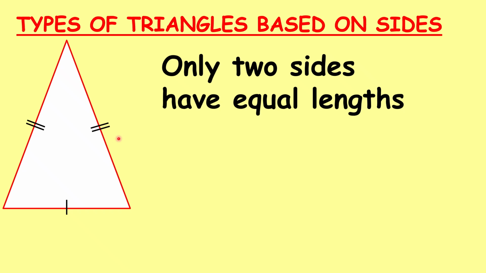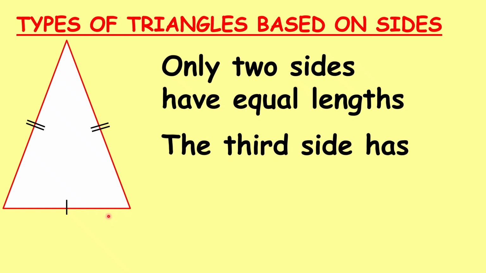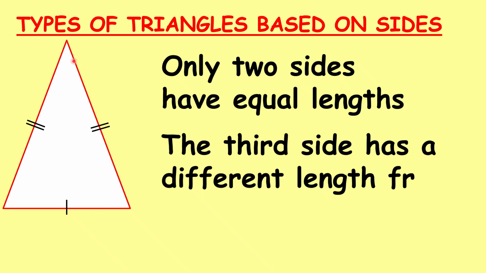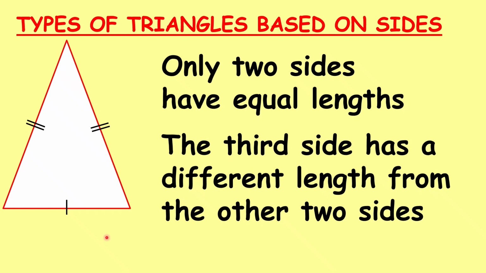So in a triangle that has two sides equal, it will also tell you that it has two angles that will also be equal. This angle here and also this angle. So the angles opposite the lines, this angle and this angle here, will be equal. So the third side has a different length from the other two sides. So in this scenario, we call this triangle an isosceles triangle.